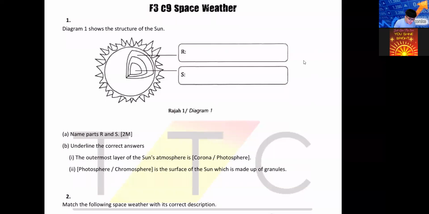Okay, so structure of the sun. S is the core, teras. And R, the middle one, is your radiation zone. And then the outer one should be your convection zone. Okay, in BM it's called zon perolakan. I'm sure in Form 2, when you learn about the transfer of heat, you learn what is sinaran, right? Radiation. And you learn what is convection, perolakan. Okay, 3 methods of heat transfer: what? Conduction, konduksi, convection, perolakan, radiation, sinaran. So basically they named 2 after this.